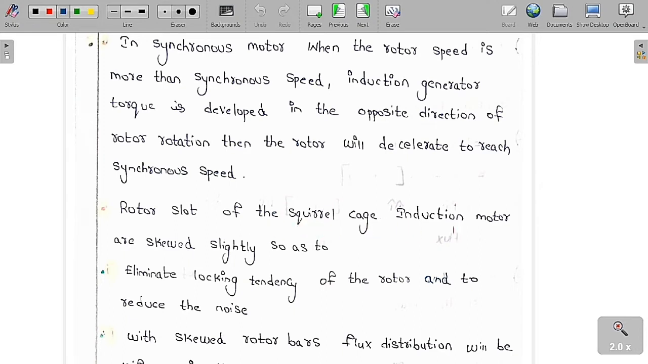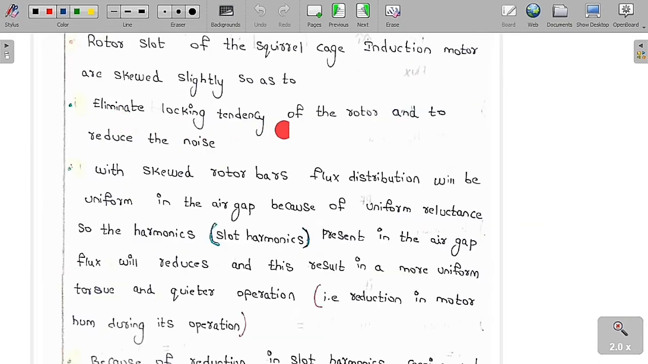The rotor slots of the squirrel cage induction motor are squeezed slightly to eliminate the locking tendency of the rotor and to reduce the noise. By using that, we reduce the locking tendency between the rotor and the stator, and it also reduces the humming noise. With smooth rotor bars, the flux distribution will be uniform in the air gap because of the uniform reluctance.